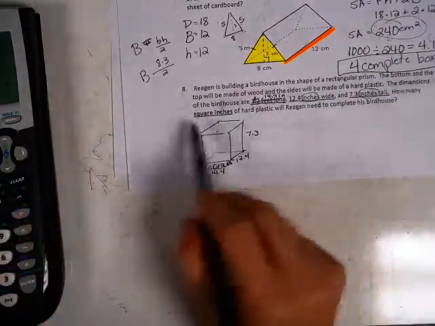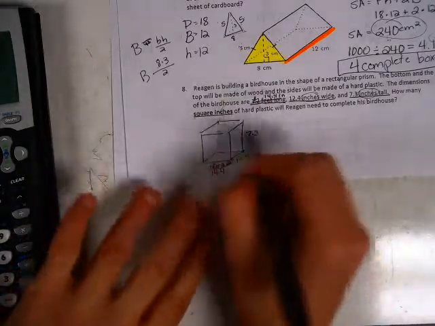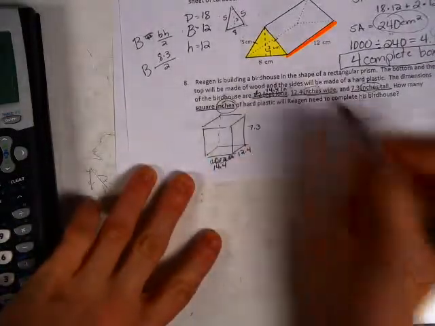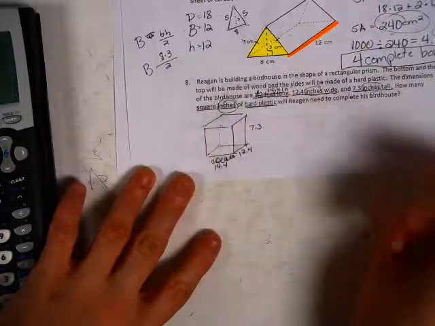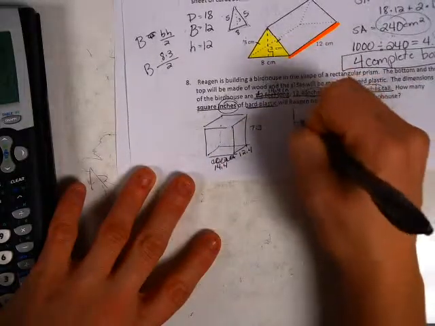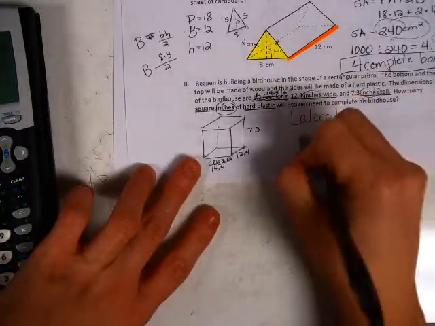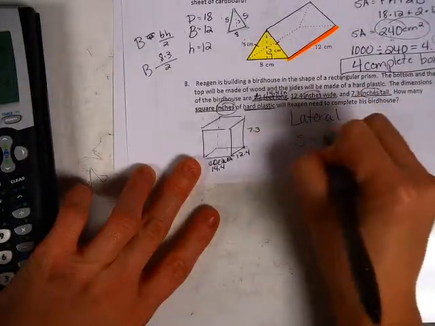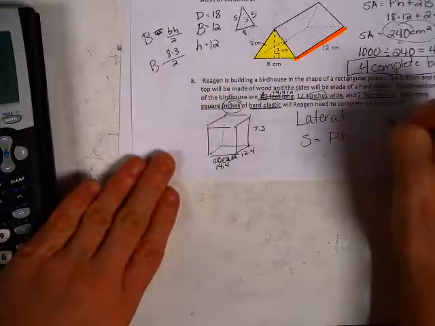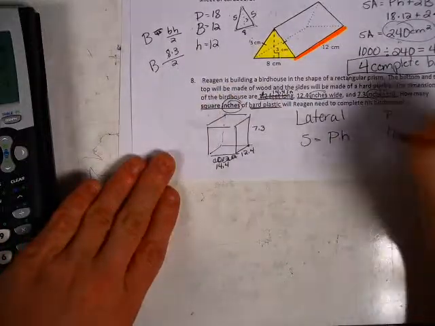Okay, it says the dimensions of the board. How many square inches of hard plastic? That's how I had to change it. So I'm only wanting lateral surface area. Only lateral. So I have to find surface area, pH. So I have to find perimeter and height.